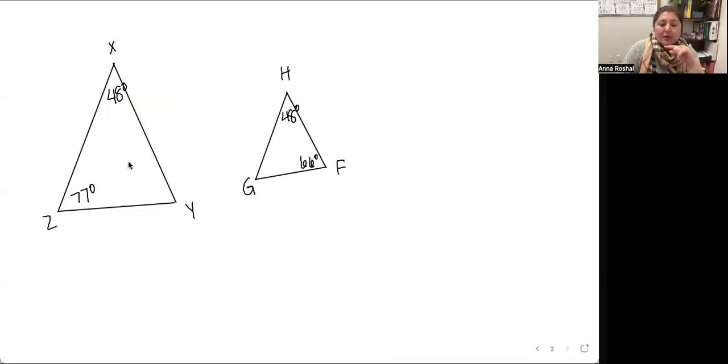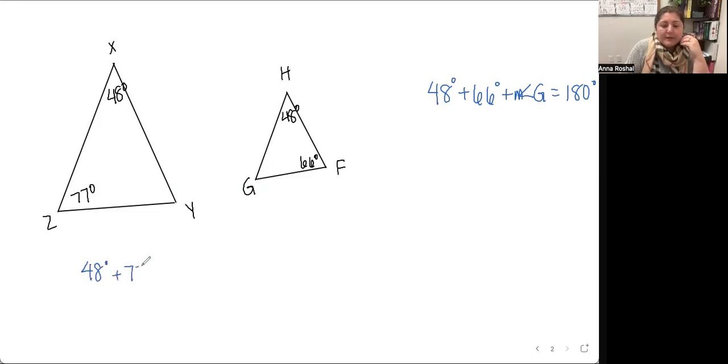Okay, so in here, I'm actually told that two angles, or these top angles, are 48 degrees. So I also know that every single triangle actually adds up to 180 degrees. So if I add 48 plus 66 plus my angle G, I should get 180 degrees. And I shouldn't forget my notation. This should be measure of angle G. And then if I do the same exact thing here, if I do 48 degrees plus 77 degrees plus the measure of angle Y, that should also be 180 degrees.